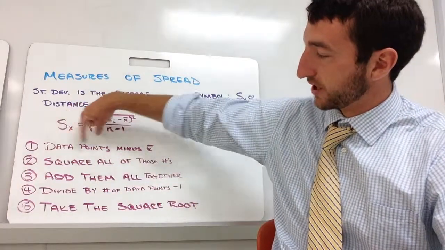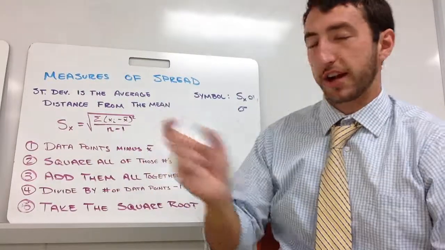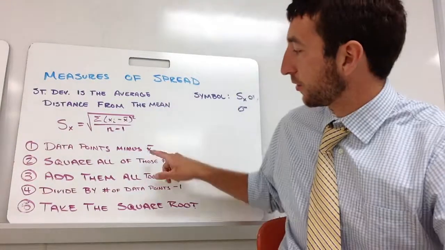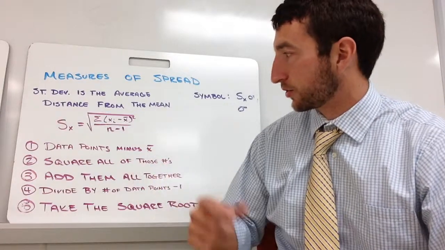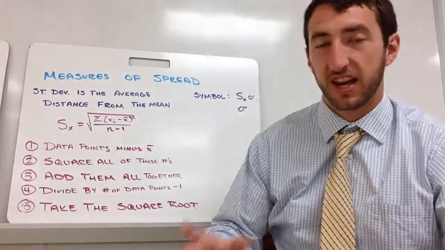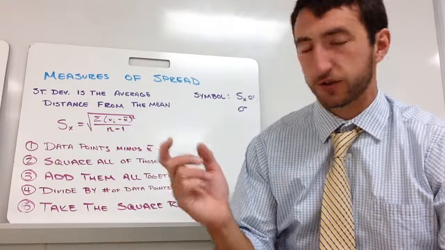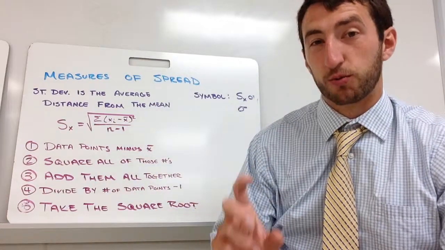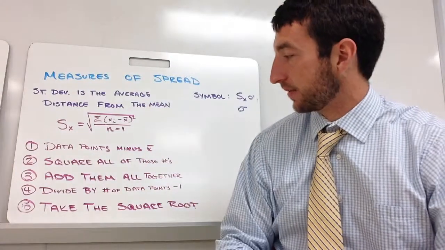So the first thing you want to do is take all of your data and subtract the mean from those data points. So remember, x bar is our mean. We're going to subtract that from all our data points. Then we're going to take all those numbers and we're going to square them all. Okay. Then after we square them, then we're going to add all of them together.